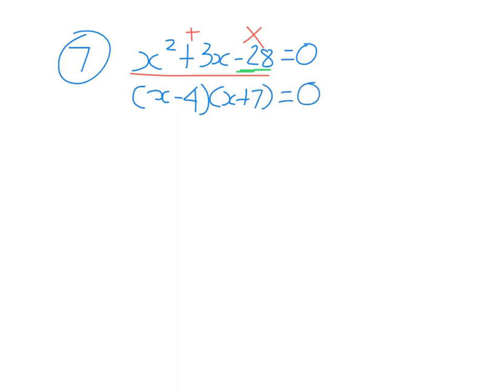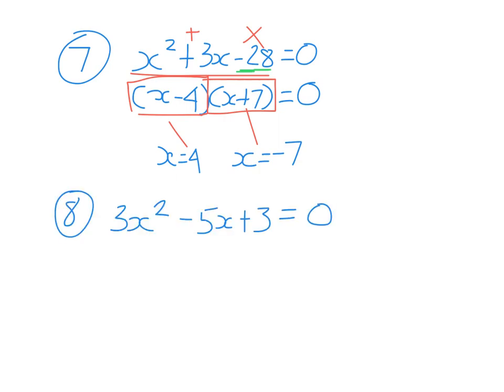Once we've got here, we use the null factor law. We have something times something is equal to 0. So either the first something is equal to 0, so if x minus 4 equals 0, x equals 4, or the second something is equal to 0. If x plus 7 equals 0, then x equals minus 7. And we're done. We have two solutions. There's obviously going to be no more. Let's go on to question 8.